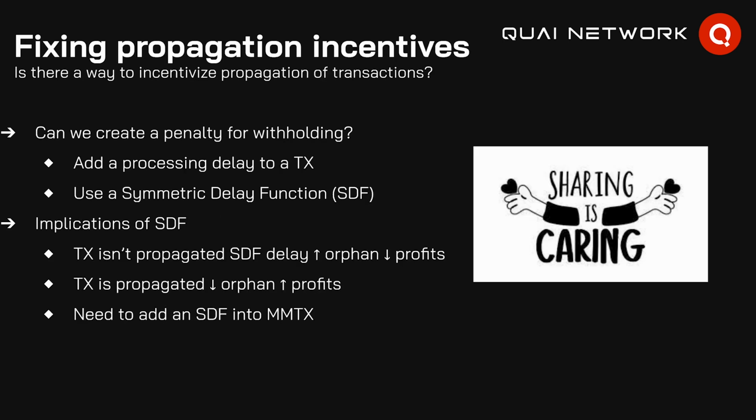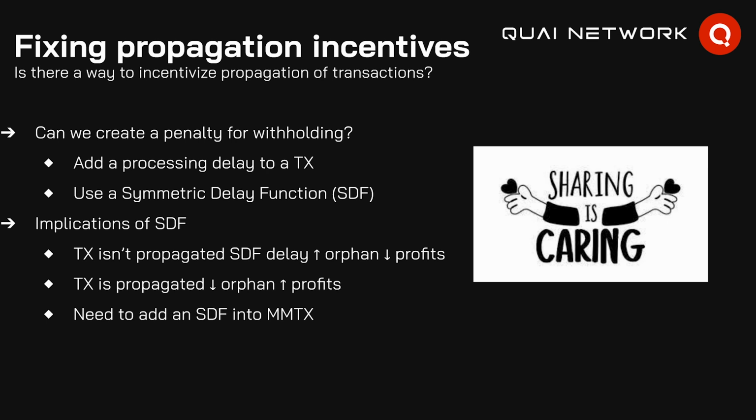So the question is, is there a way that we can fix it? Obviously, if I'm giving this presentation, a little bit of a preview is, yes, there's a way to fix it. So the way we think about it is, can we create a penalty for withholding? The penalty that I propose is that we add a processing delay to a TX. And the way that we can do that is using something called a symmetric delay function. We'll go over what that means in a second, but basically the idea is there's a function that I can force everybody to run, and when they run it, it will roughly take everybody the same amount of time.